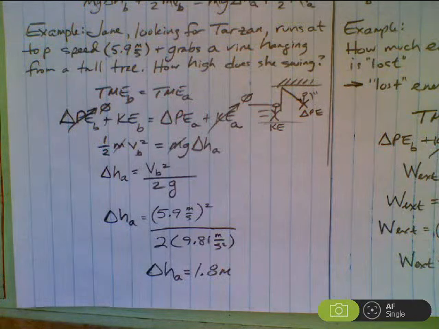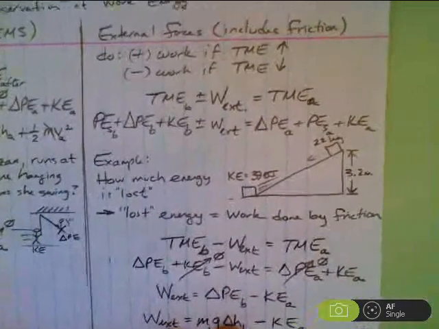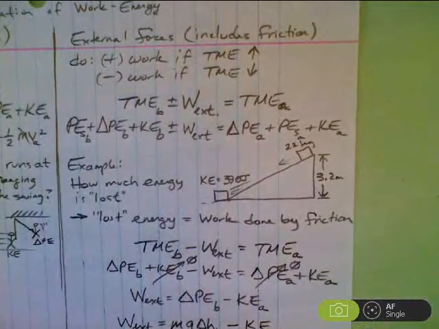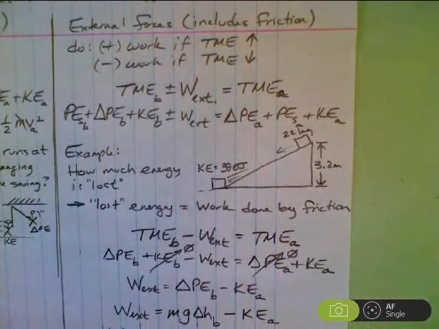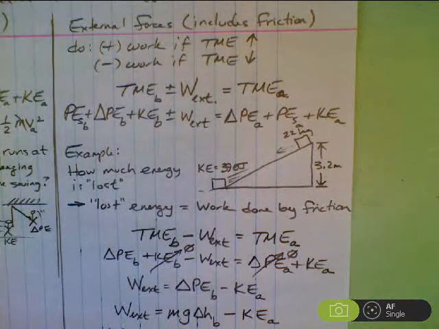Then I write out the formulas in more detail. 1/2 mv before squared is equal to mg delta h after, and mass appears on both sides, so that also cancels out. After that, I just solve for the variable that I need, which is the change in height afterwards. That turns out to be vb squared over 2g. Substitute and solve. Now, over here, we're going to talk about what we do if we have external forces.